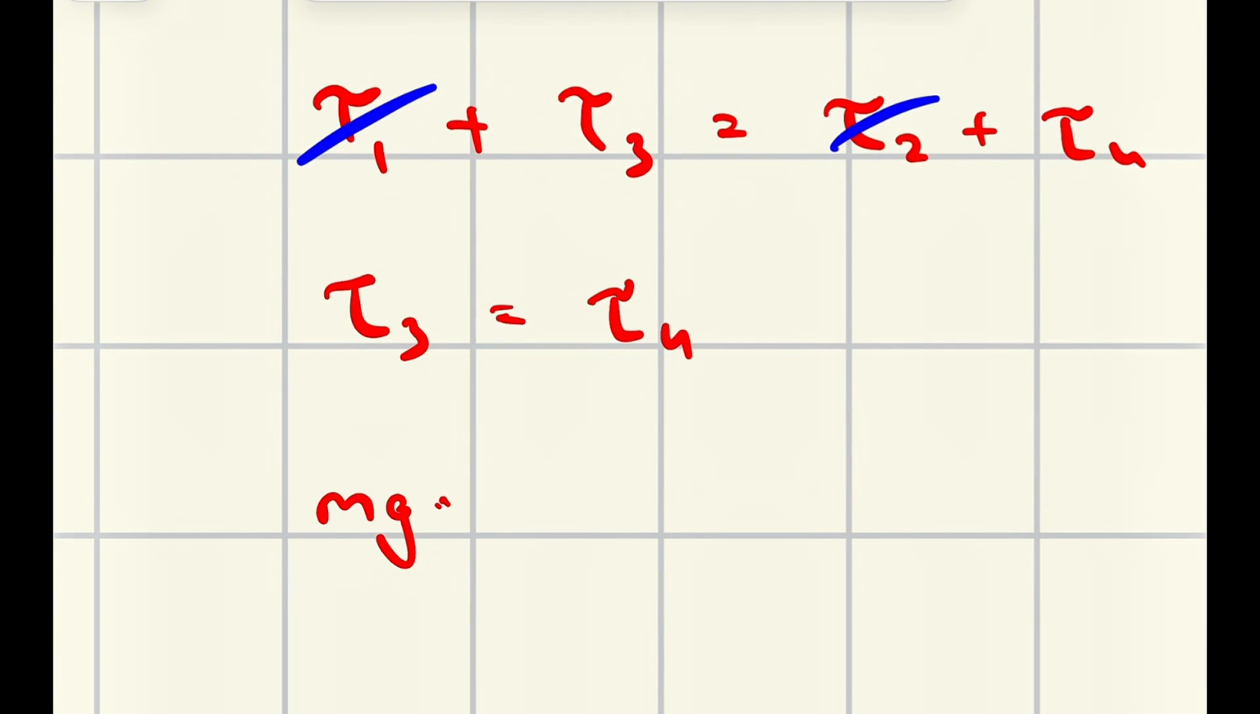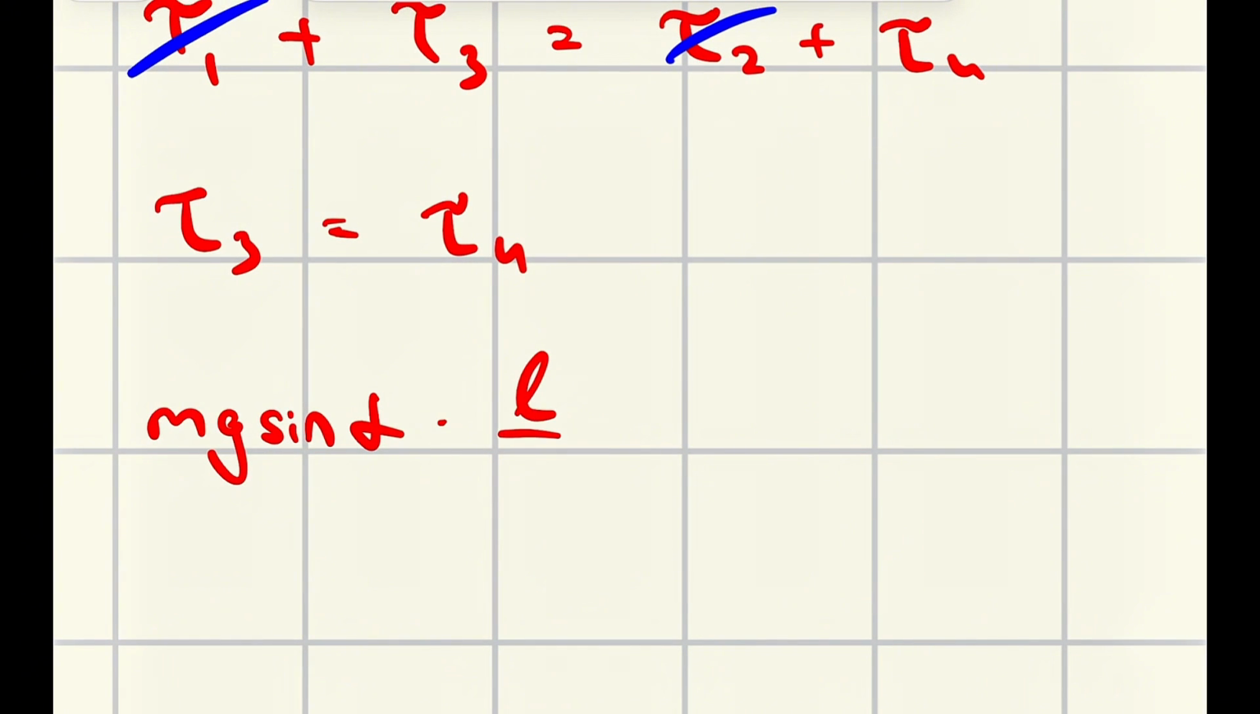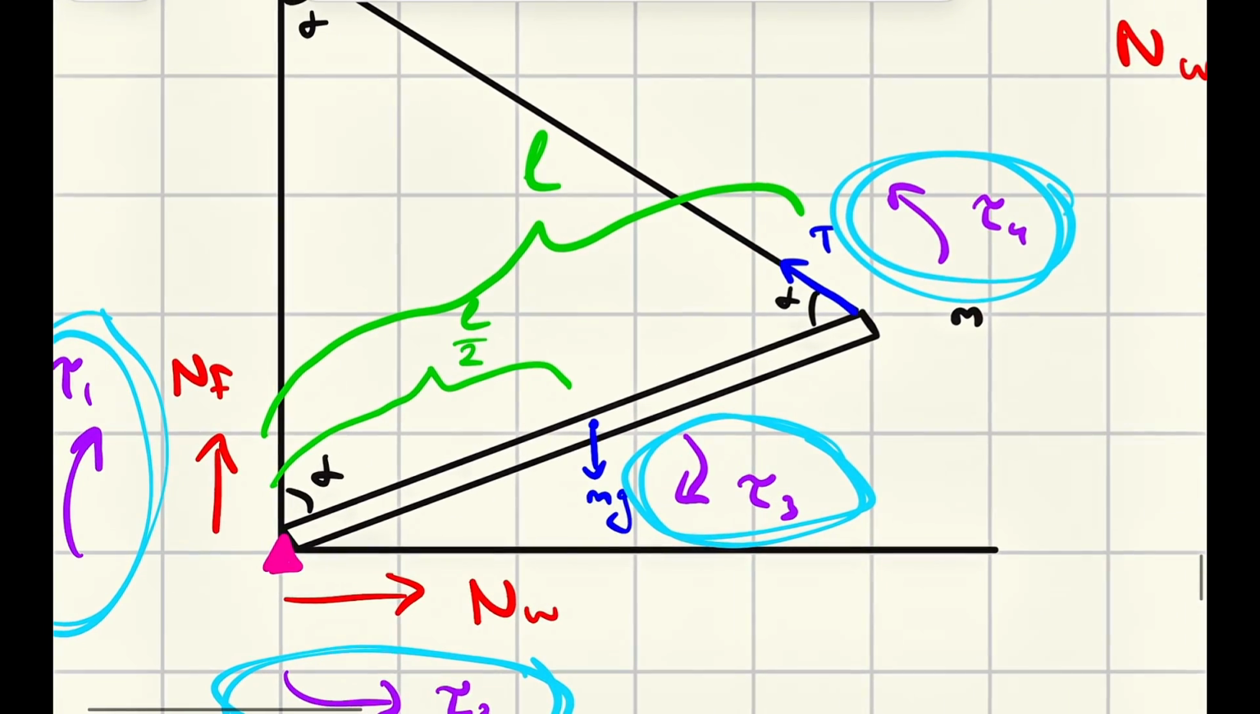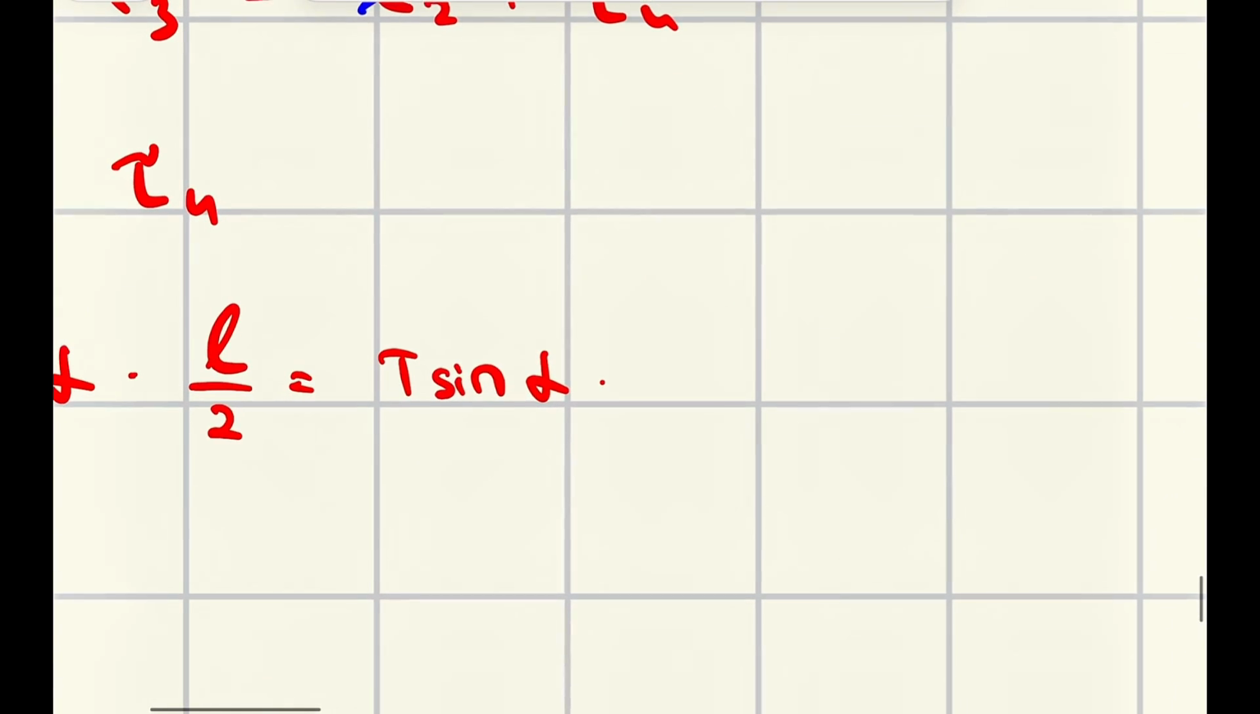It is mg sine alpha, and the distance, the r in this case, is L divided by 2 because it's that distance away from the pivot. Equals, for torque 4, it is tension sine alpha, as we said before, and it is the entire distance from the pivot because it's the other end and tension force is the other end. Okay, yeah, so this thing's going to be L.